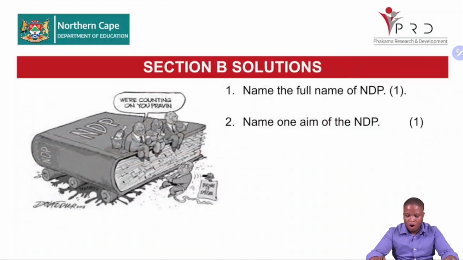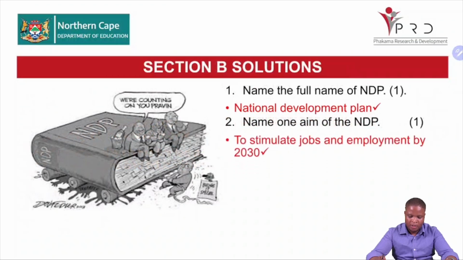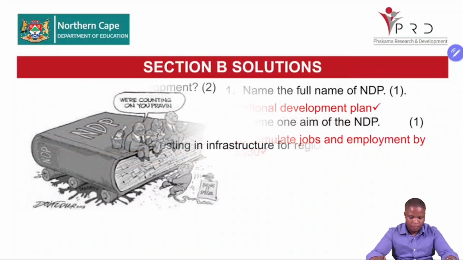Name the full name of NDP. Right, so you normally see NDP everywhere you go now because that is our goal of 2030. So that is your National Development Plan. Name one aim of the NDP. There are so many aims of the NDP, like the RDP, there are too many aims and other policies. So what we have here is to stimulate jobs and employment by 2030. This is the main aim.